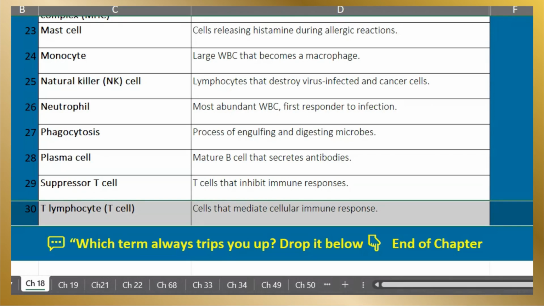Let's see, the last one, T cell. T cell, immediate cellular immune response. So this includes helper and the cytotoxic subtypes.